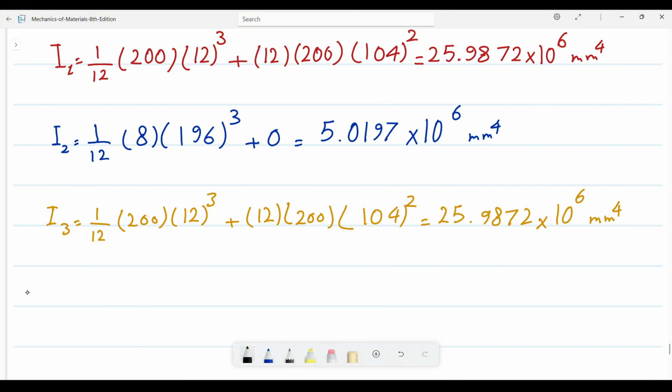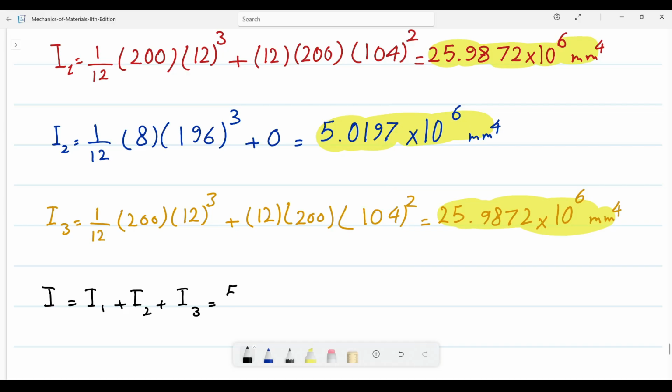And I total is equal to I1 plus I2 plus I3, which is equal to, here we have I2 and I3, and here we have I1, which equal 506.944 multiplied by 10 to the power of 6 millimeter, which is equal 5956.944 multiplied by 10 to the power of minus 6 meter to the power of 4.